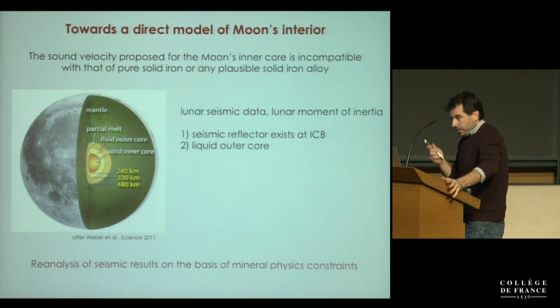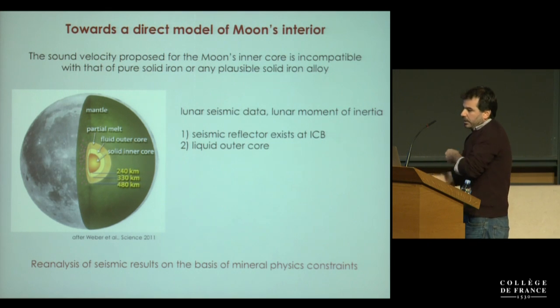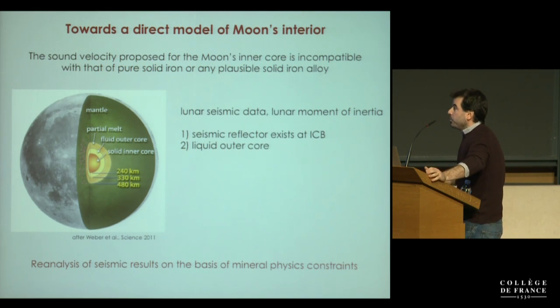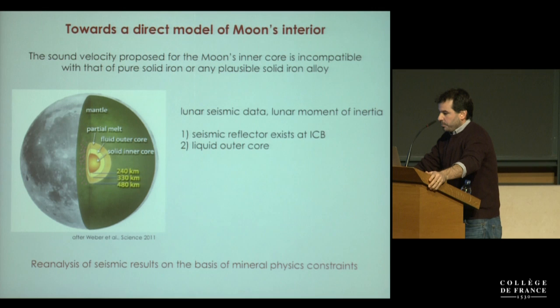Nonetheless, as already stressed by Raphael in the previous talk, I will keep as firm constraints, as firm solid evidence from the seismology as well as from the refinement of the lunar moment of inertia, the existence of a seismic reflector at the inner core boundary and the liquid nature of the outer core. At this point, the exercise I can propose to you is to reanalyze the seismic results, fixing velocity and density on the basis of our measurements.